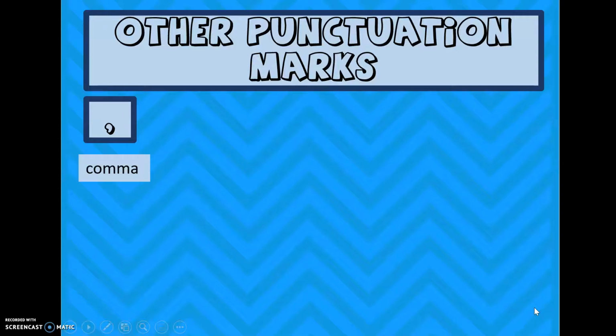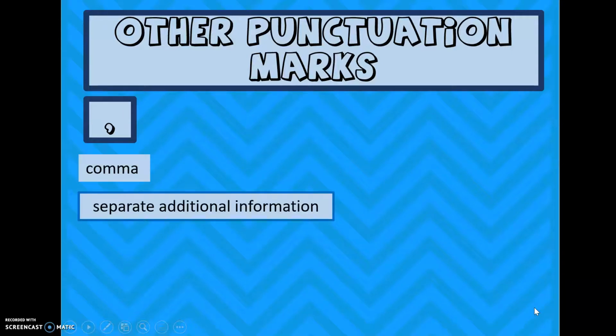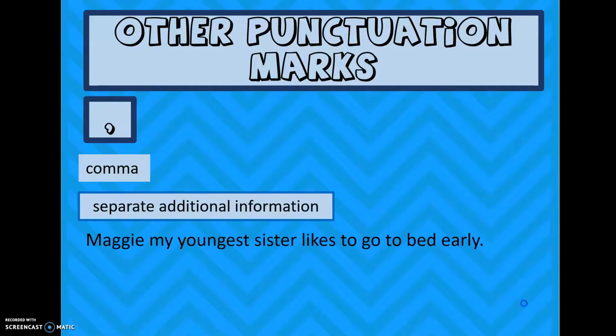Another way of using a comma is to separate additional information in a sentence. Maggie, my younger sister, likes to go to bed early. We need to put our comma in between the information to separate the additional information. I could have just said Maggie likes to go to bed early. If I'd left out my younger sister, it wouldn't have changed the meaning of the sentence. We are just giving more information about Maggie.